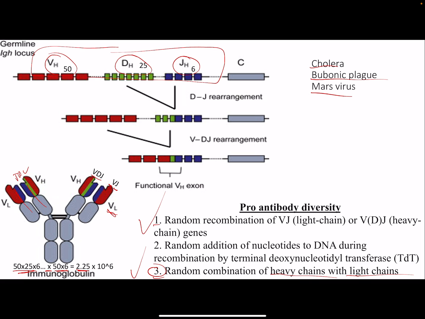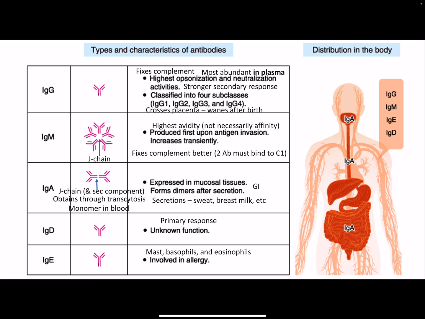On top of this, we have other ways, cytidine deaminase and terminal deoxynucleotidyl transferase, which are going to induce mutations randomly onto these genes. It's kind of like how we have crossing over during prophase 1 of meiosis, just promoting even more diversity on top of that.